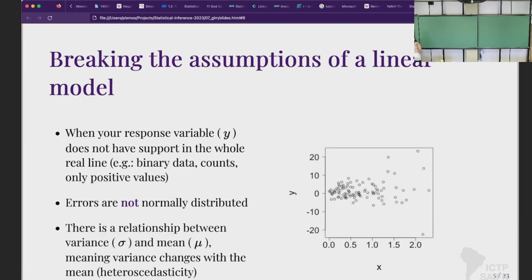And finally, another assumption is that the variance and the mean scale in the same way, but this also doesn't have to be the case. You can have a relationship between the variance and the mean, which basically means that the variance scales somehow with the mean. This is another example just to show what this would look like. But we're going to look at this more carefully.